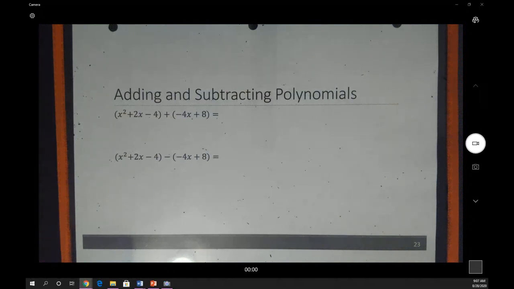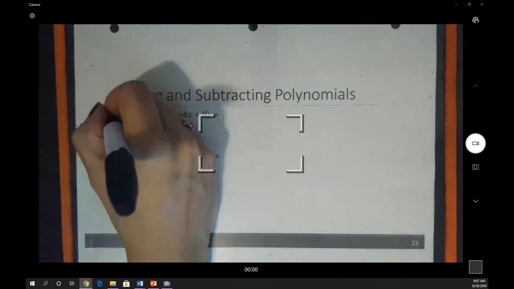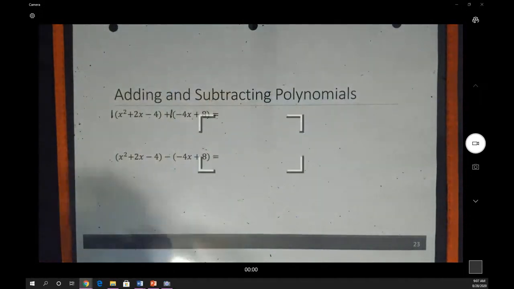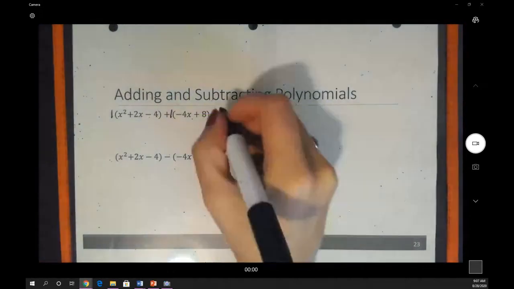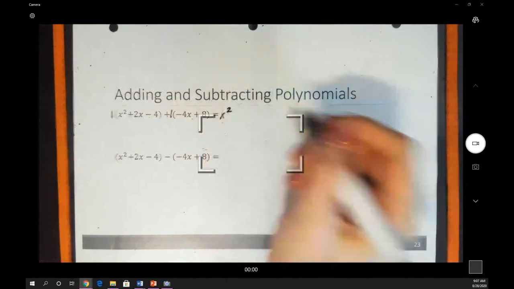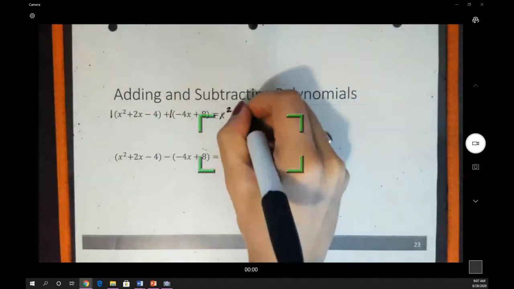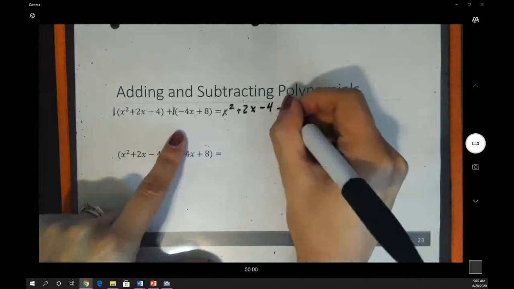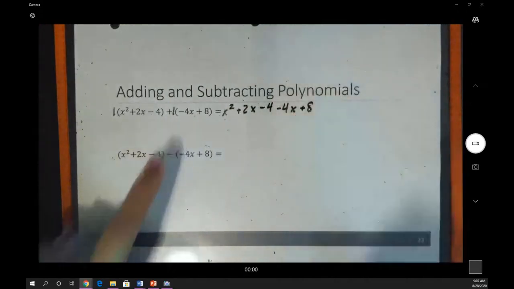I'm going to start by getting rid of my parentheses, and the way I can do that is by putting an invisible 1 in front of each of my parentheses and then distribute that invisible 1 through the parentheses. So if I do that, I'm going to have x squared plus 2x minus 4 minus 4x plus 8.